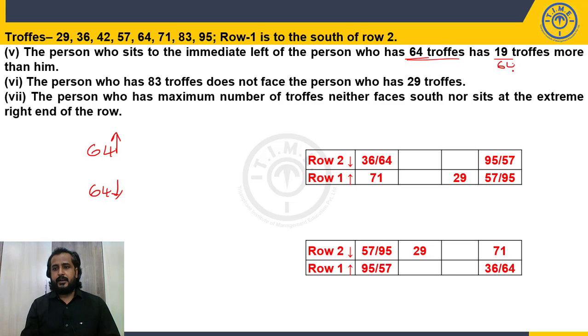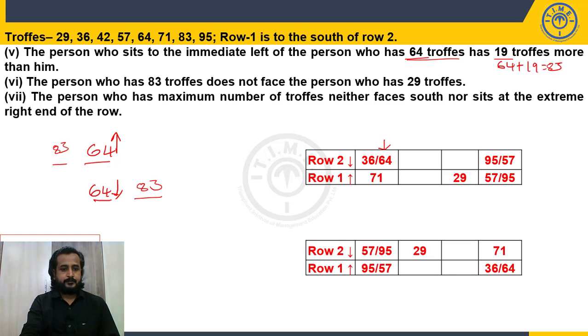64 plus 19 is how much? 83. So immediate left of 64 is 83. But we don't know where 64 is. 64 may be here or maybe somewhere else. Can you say it confirmly? No, because it is 36 or 64. You cannot say 64 confirmly. Without knowing that, you cannot freeze it.